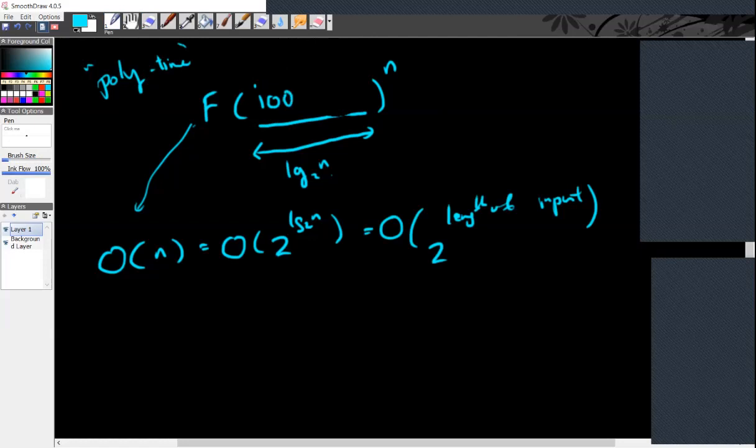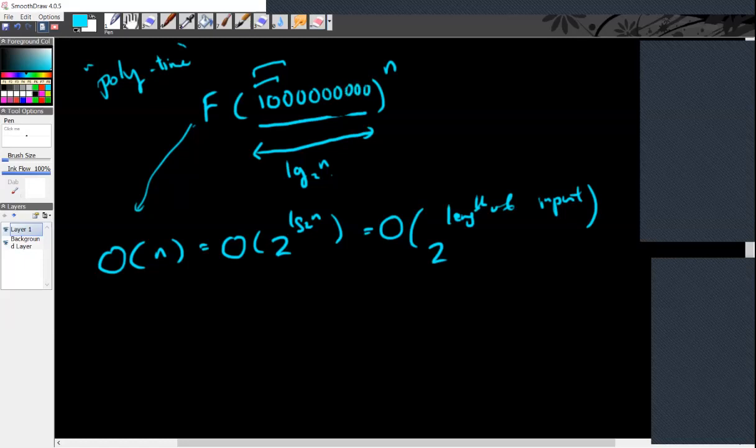Okay, I've increased my input length from 2 to 3, right? But what is my runtime? My runtime is 4. Let's add another 0. My runtime is now 8. Let's add another 0. My runtime is now 16, 32, 64, 128, 512, 1,074.